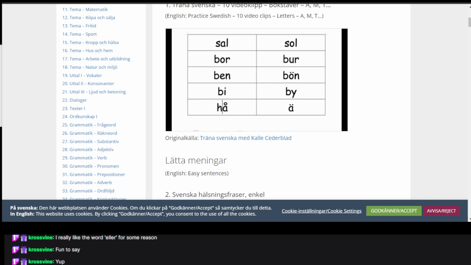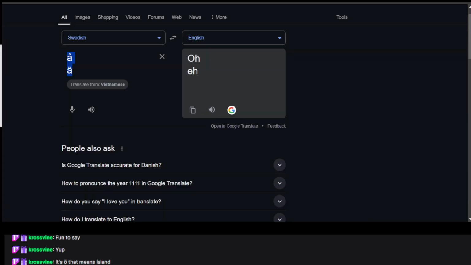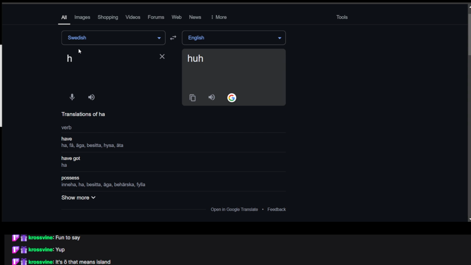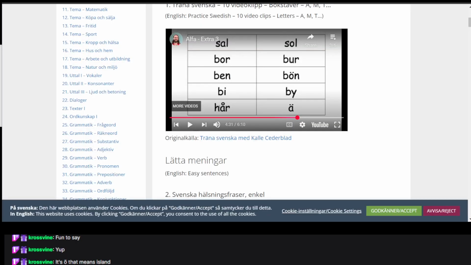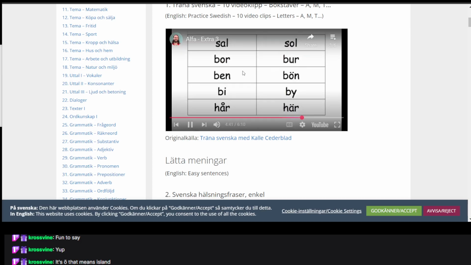Exempel. Hår. Oh wait, those aren't words. Like he writes the vowels and then he fills it in. What's this word for? What is this? Come on. We know. Hår. Oh. Okay.